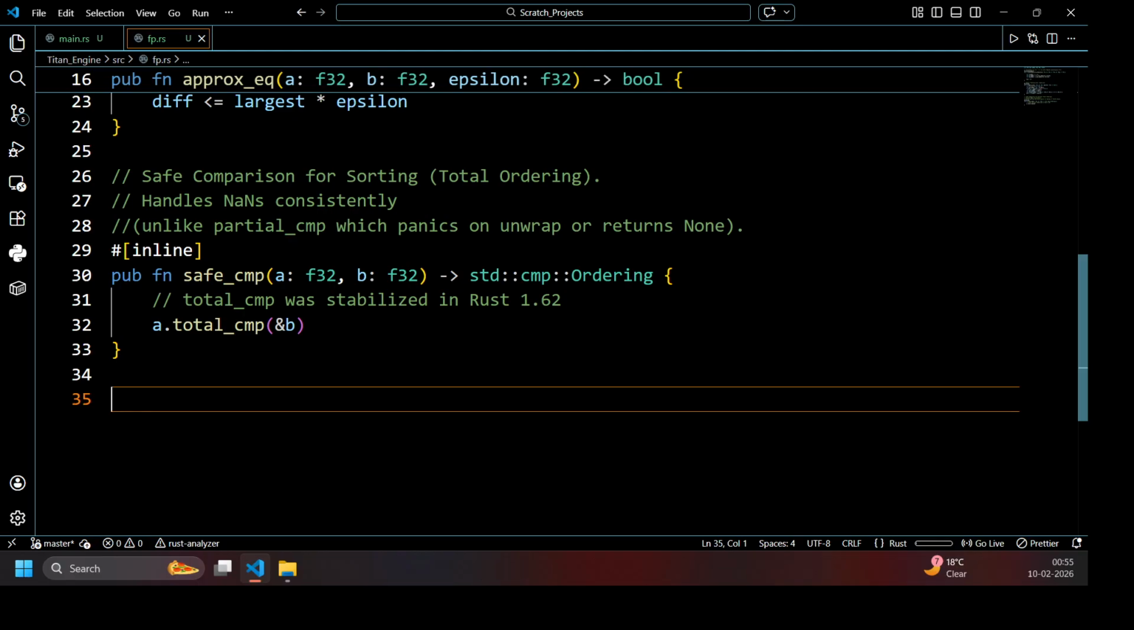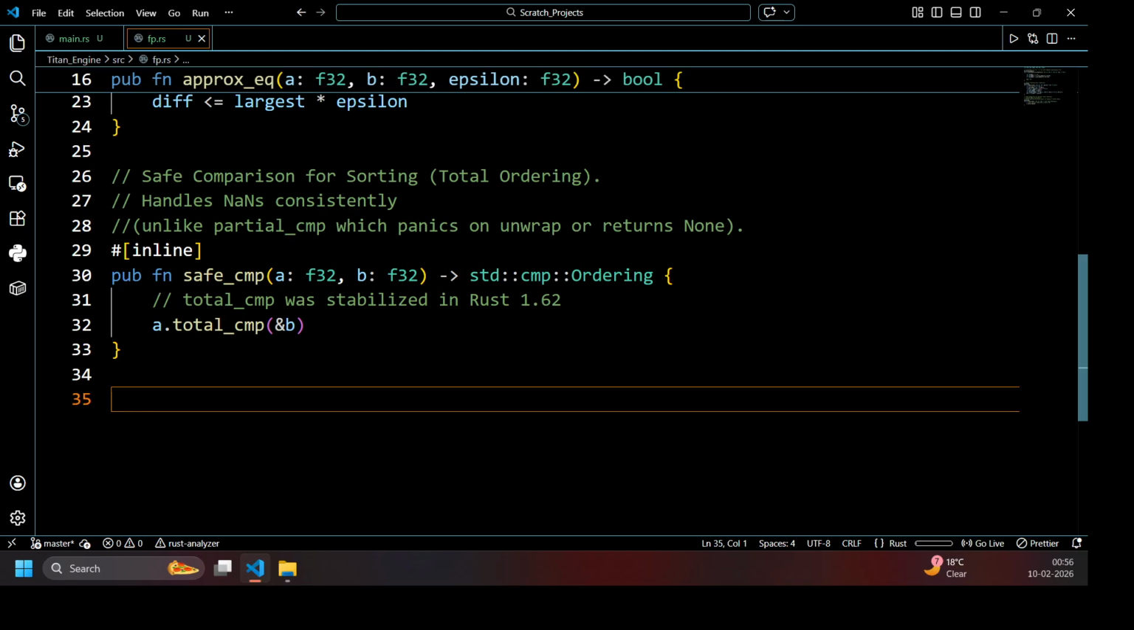So why do we even need our own library function if it's built into the standard library now? Two good reasons. First, discoverability. A user who's looking for how to sort floats in Rust might not know total_cmp exists. But a function named SafeCmp in a math library is a huge signpost. It makes the solution easier to find. And second, it abstracts the version dependency. If you were on an older Rust compiler, this library could implement a polyfill, that ugly manual if-else chain, inside this function, but the user of the library would never know. They just call SafeCmp. I see. It provides a stable API.